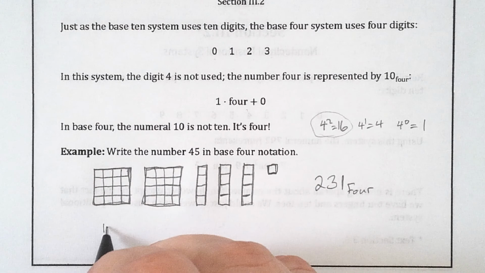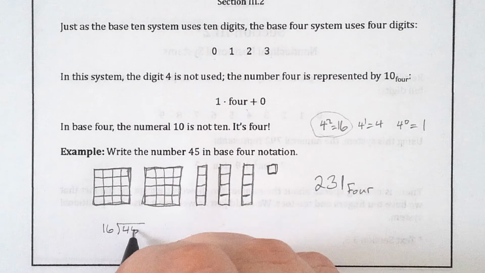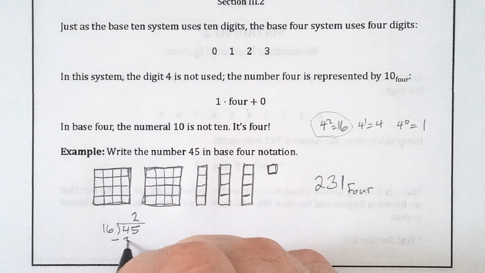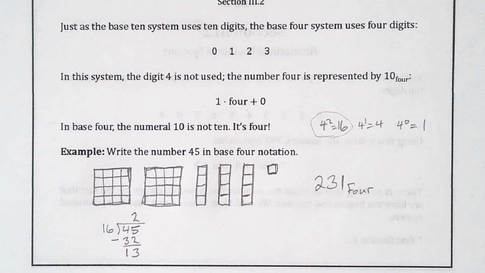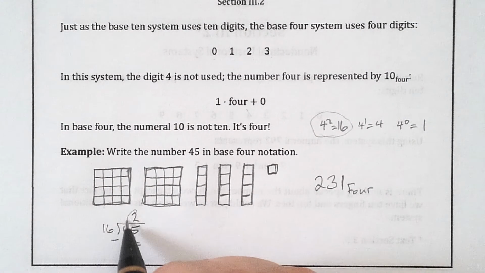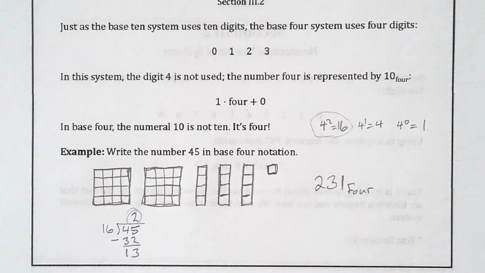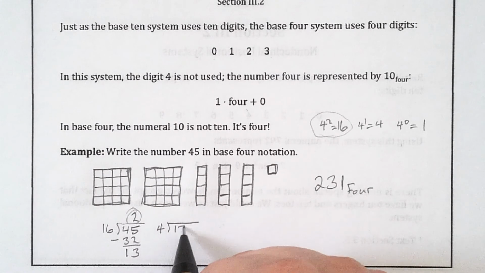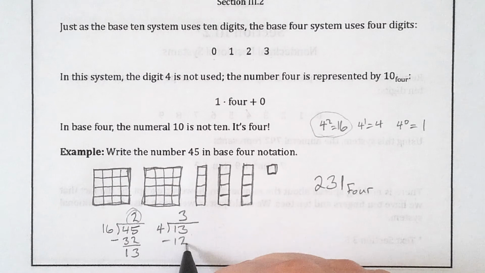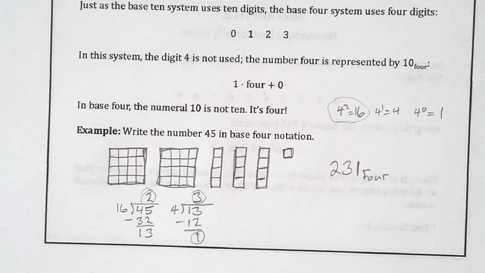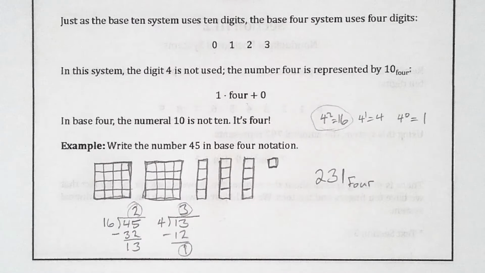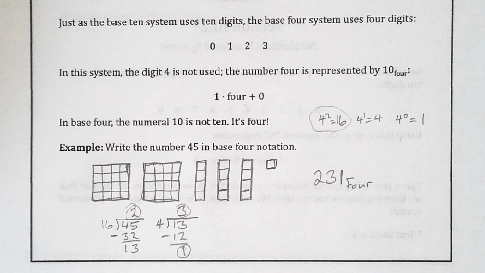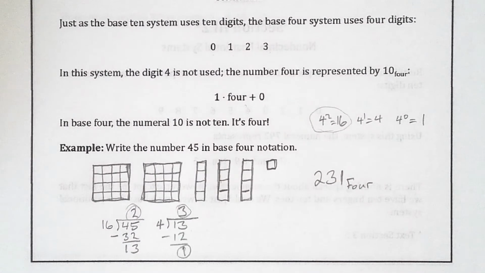Now divide 16 into 45. It goes in there twice, with 13 left over. So I need 2 16s. And then I would divide 4 into what's left over, 13. That goes in there 3 times with 1 left over. So I need 3 4s and a 1. 2, 3, 1. But I could have done it pictorially also because 45 is small enough.